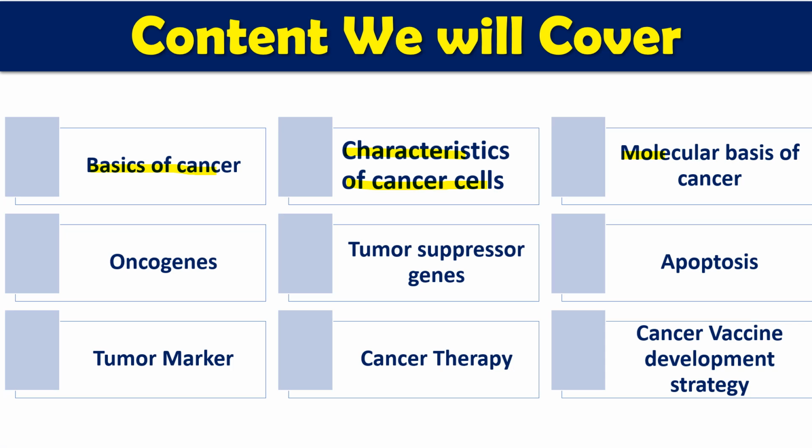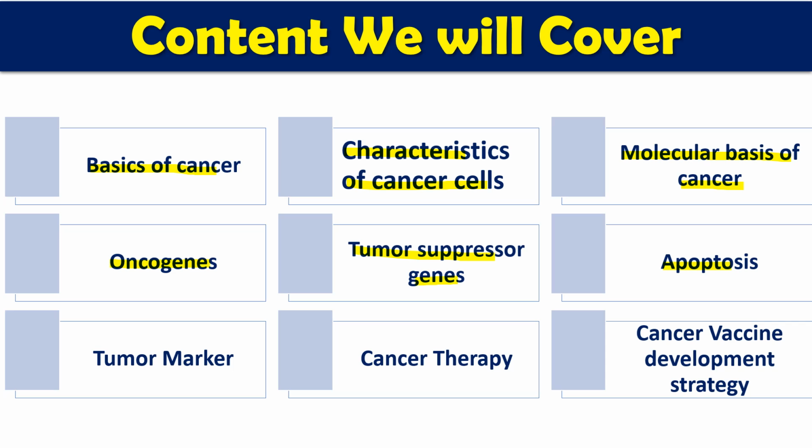Then we will talk about the molecular basis of cancers, where we will talk about the etiological features, like how cancer is going to be caused. So we will have chemical, physical and biological carcinogenic agents. Then we will talk about the genes involved in cancers: proto-oncogenes, oncogenes and the tumor suppressor genes. These are the important genes where mutation in these two genes ultimately causes cancers. We will talk about these two genes in detail.